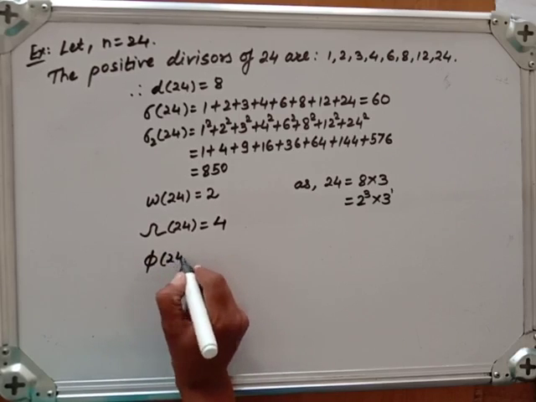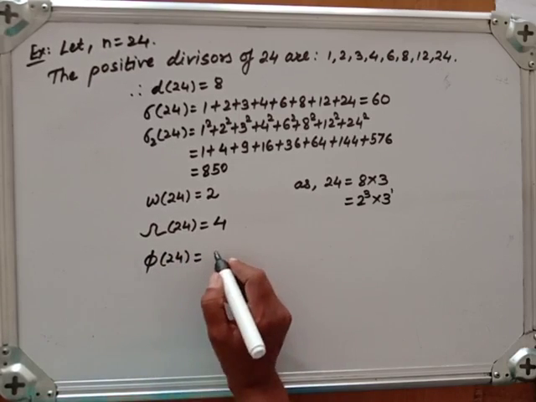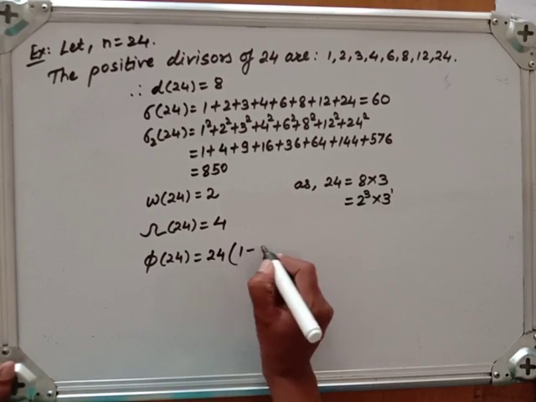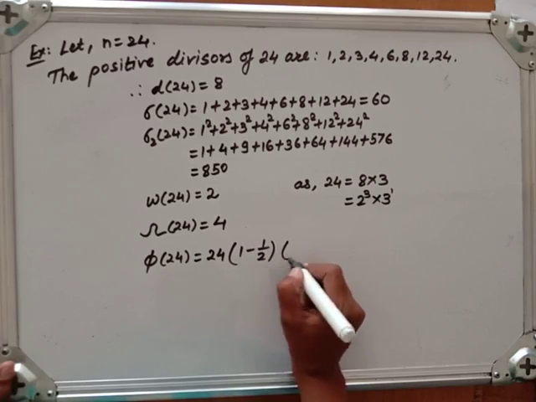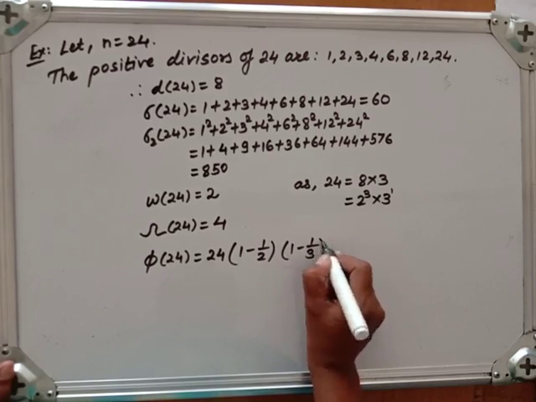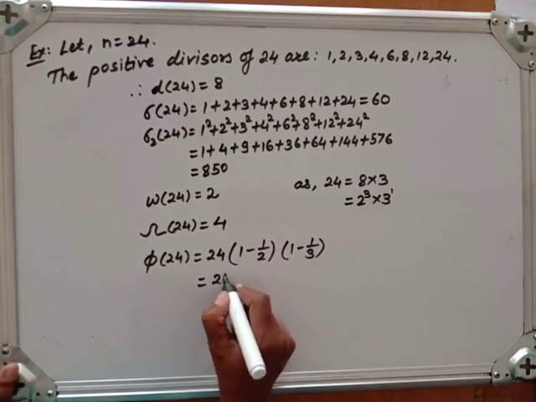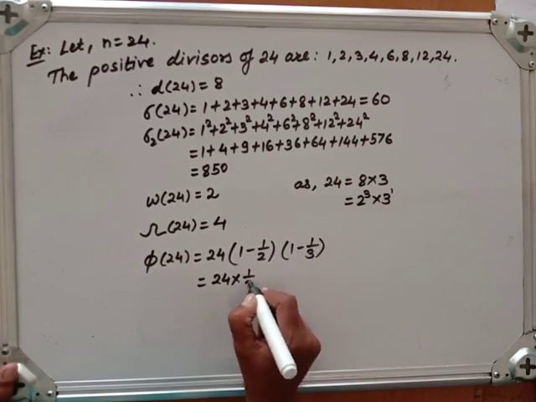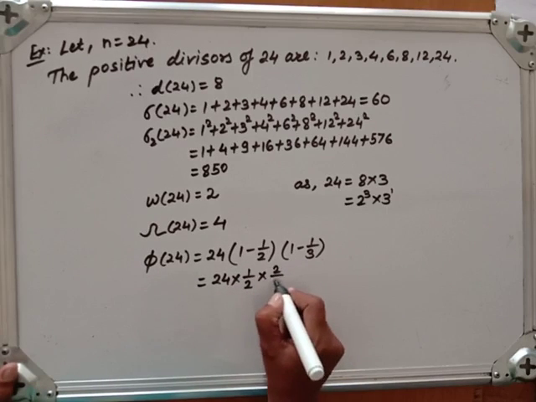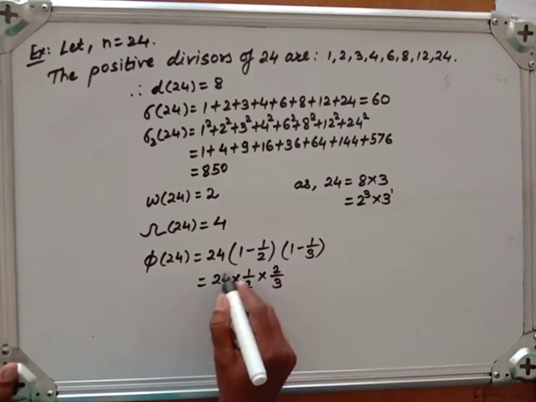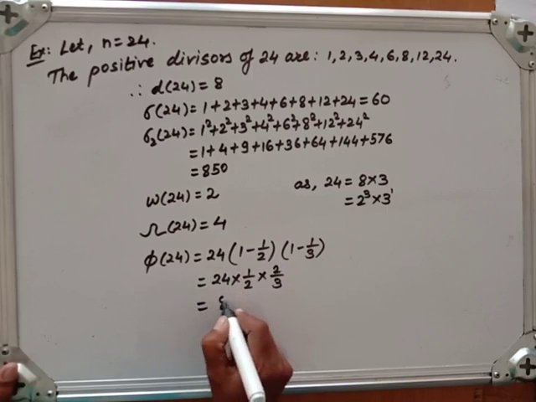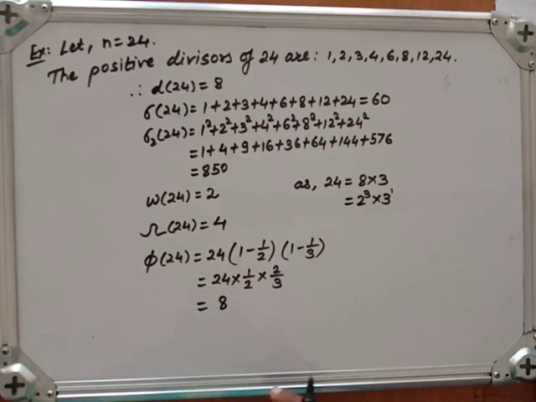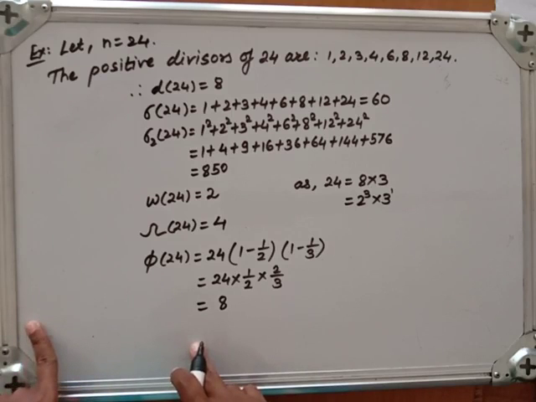You know the formula for finding phi of 24. It will be 24 into 1 minus 1 by 2 into 1 minus 1 by 3. So it will be 24 into 1 by 2 into 2 by 3. So it will be 6, 6 fours are. So 4 twos are how much? 8. So phi of 24 is 8.